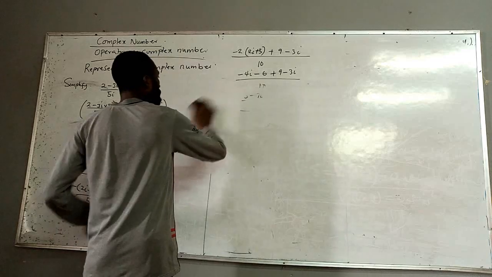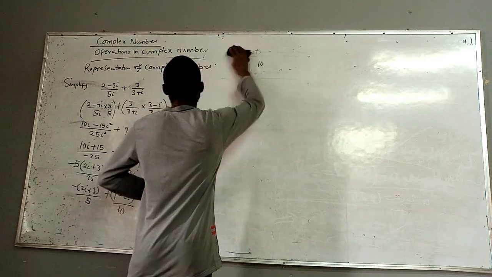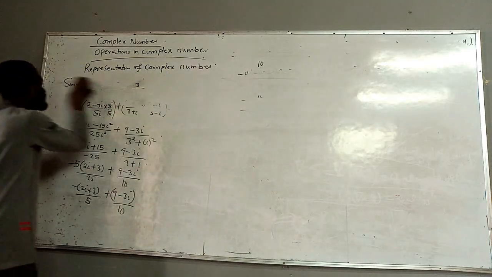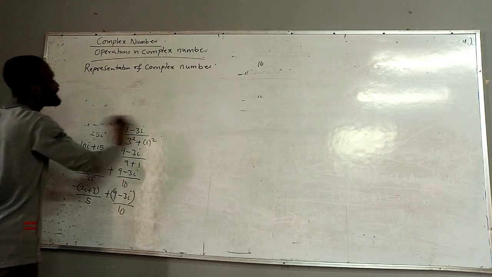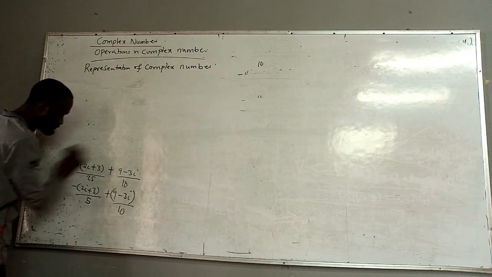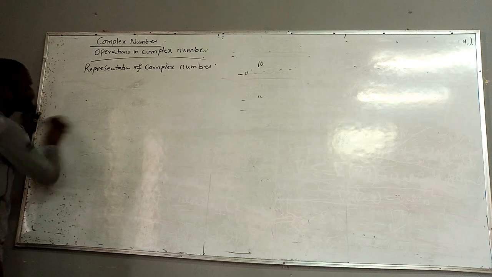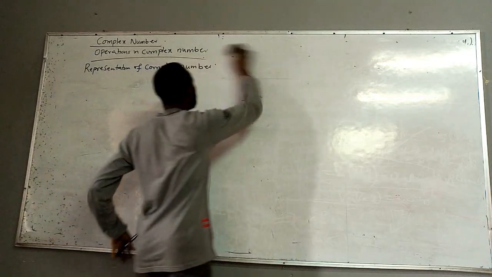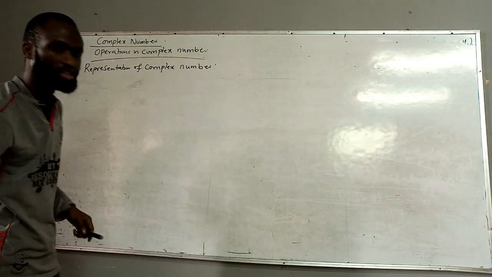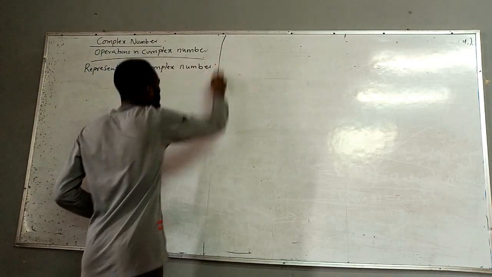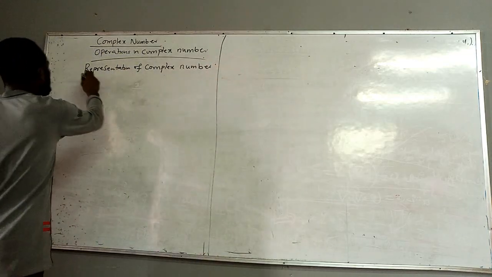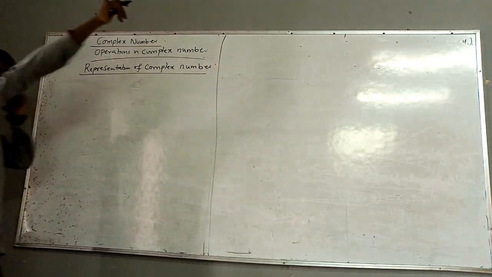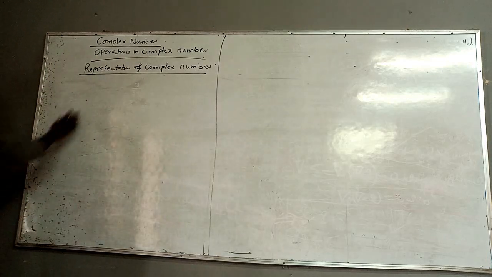Just follow the procedure. Now, we want to move directly to the next thing, which is representation of complex numbers. Complex numbers can be represented in 3 ways.